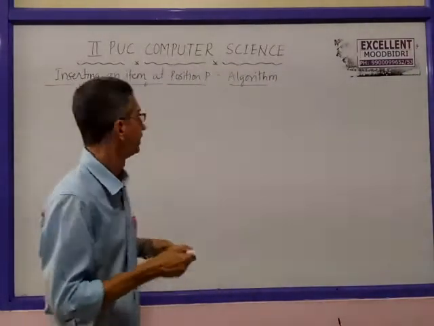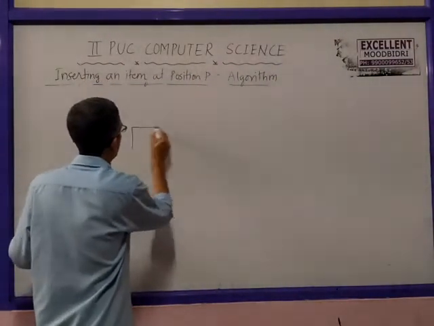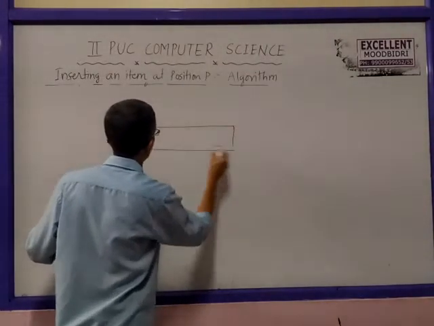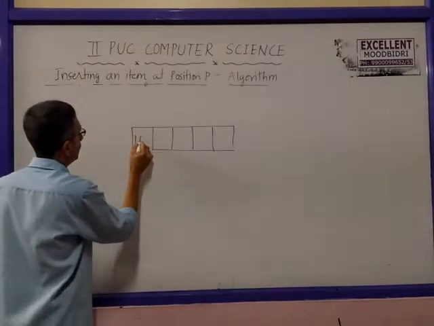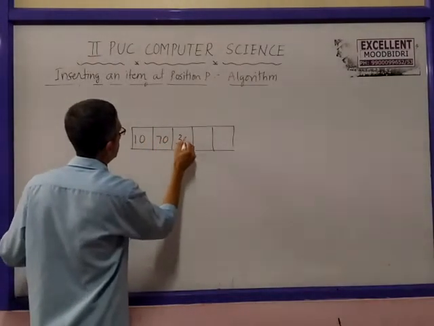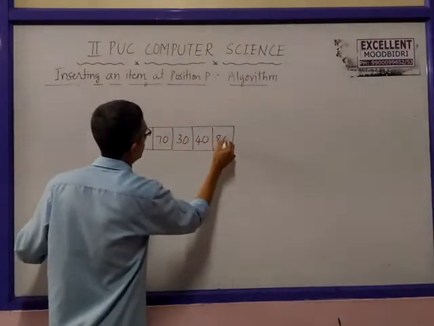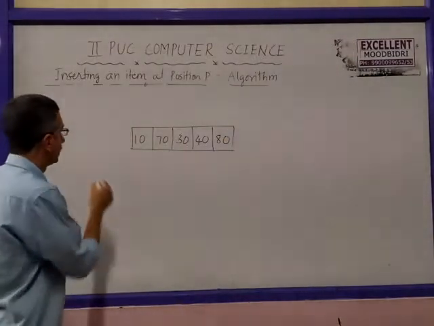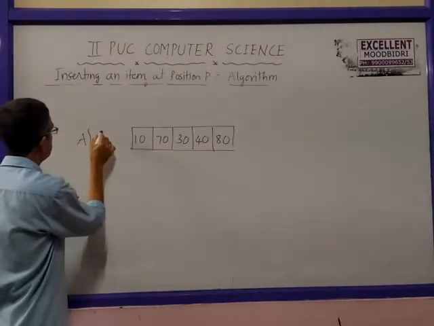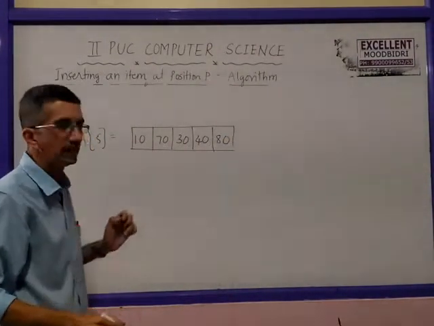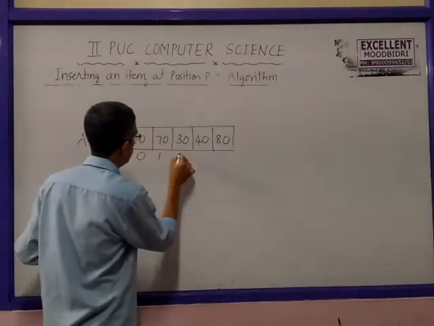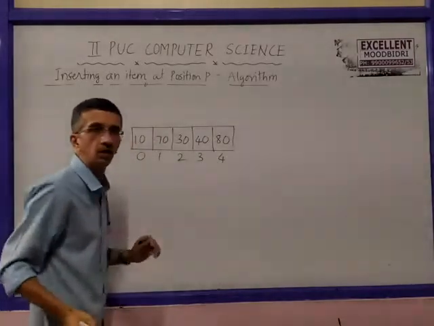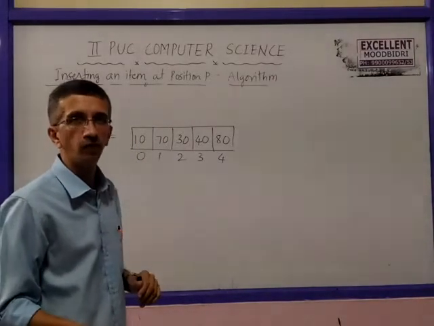Suppose an array contains 5 items: 10, 70, 30, 40 and 80. The array contains 5 items, and we are inserting a new item at a given position. The indices are 0, 1, 2, 3 and 4. The last index is n minus 1, which is 4.